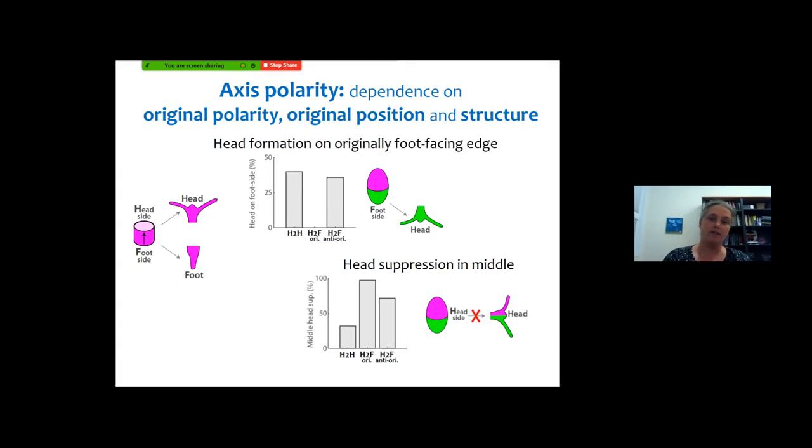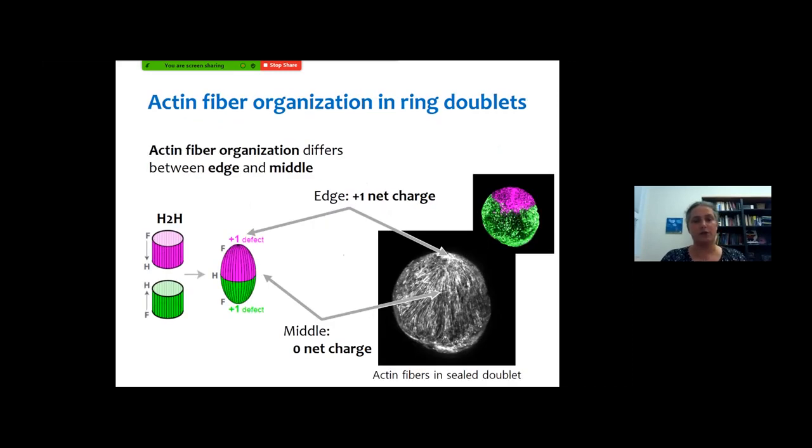We see that head formation can occur on an originally foot-facing side, which would never occur in a single ring. And we see very commonly head suppression in the middle. So the structure in the middle is less permissive to head growth, and it often suppresses head formation at the middle. This emphasizes how all these different factors play a role in establishing polarity in the regenerated animal. Now let's focus on this difference in the structure between the middle and the edge of the tissue.